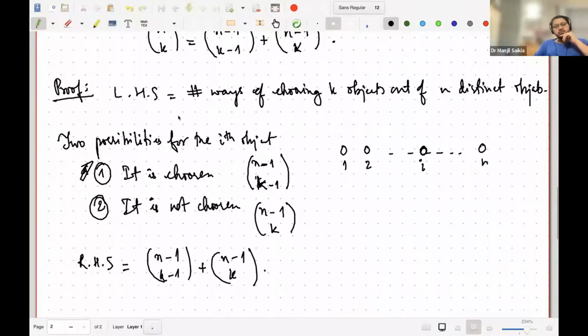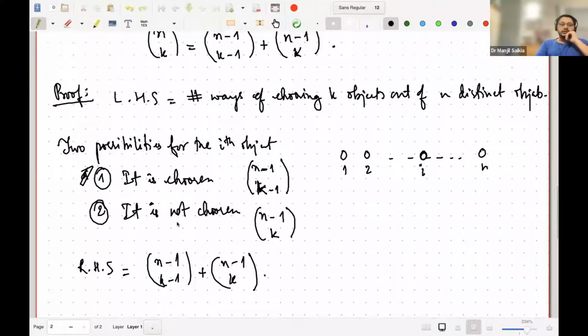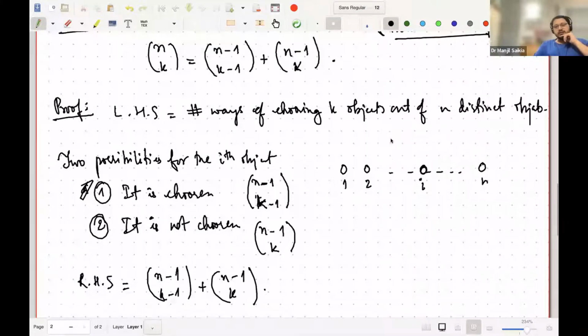So these two quantities, the left hand side and the right hand side, are equivalent, because in both cases we are choosing k objects out of n distinct objects. Only difference is that in the right hand side we have fixed a certain object. Here I have called it the ith object, but I is variable, so you can take the first, second, third, it does not matter. So some arbitrary object I have fixed here.